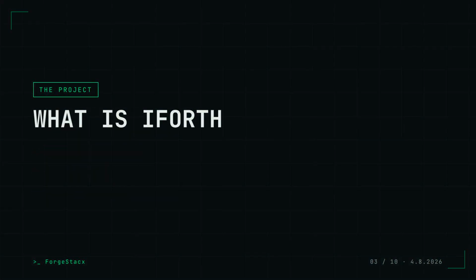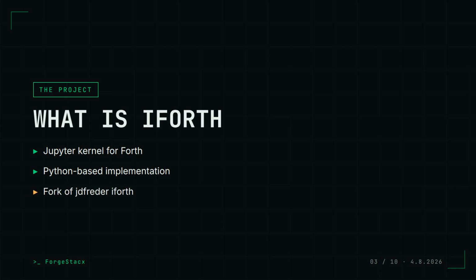The project in question is called iForth, which is a Jupyter kernel for the Forth programming language. It is written in Python and tagged with topics including Forth, Jupyter, Jupyter kernels, and Python. According to the GitHub page, this is a fork of the original iForth repository by J.D. Freder. The repo currently has 3 stars and is looking for contributors, with a Help Wanted label visible on the project page.